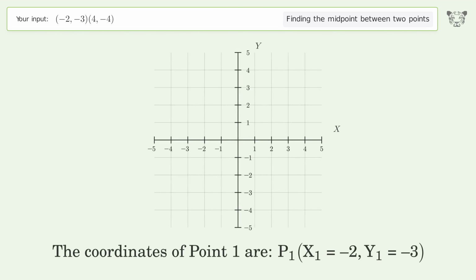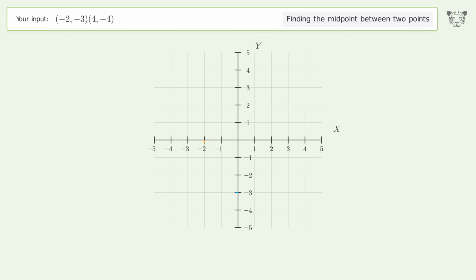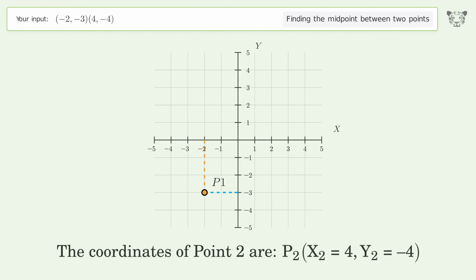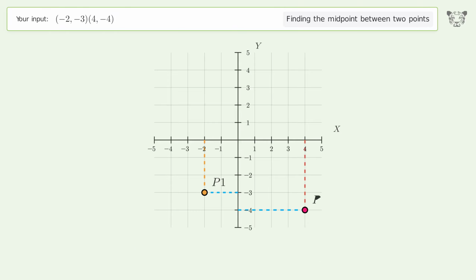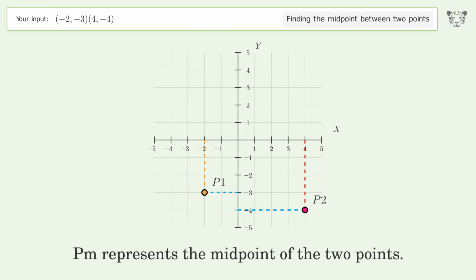The coordinates of point 1 are x1 equals -2, y1 equals -3. The coordinates of point 2 are x2 equals 4, y2 equals -4. PM represents the midpoint of the 2 points.